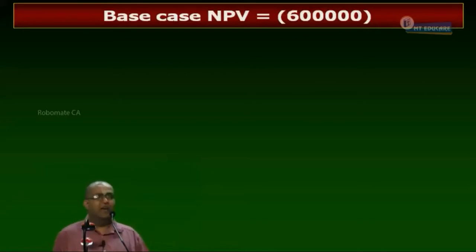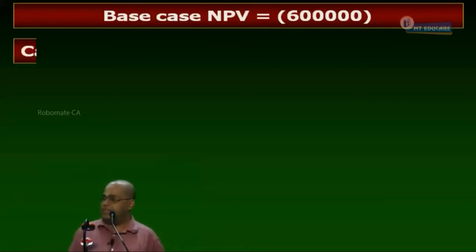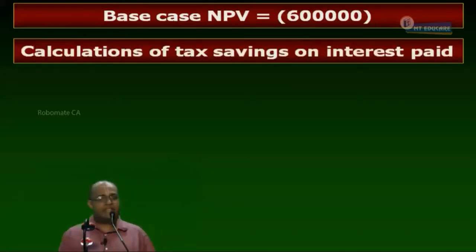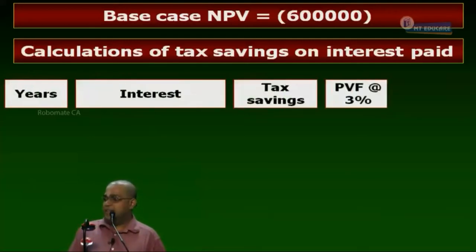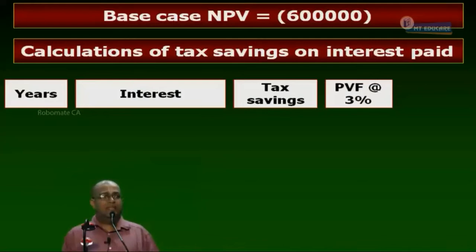Please participate, then you can just copy it. Calculation of tax savings on what? Interest paid, because this is a real amount I am earning from the financing. Yes or no? Here, interest, tax savings, present value factor at 3%, because the government is giving the loan at what percent rate? 3% subsidized rate.